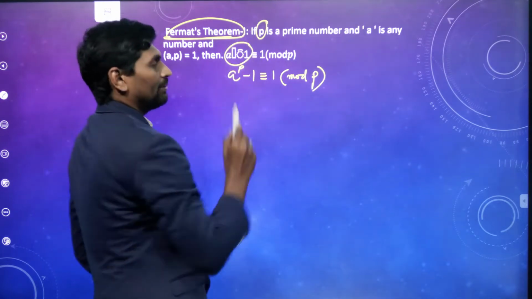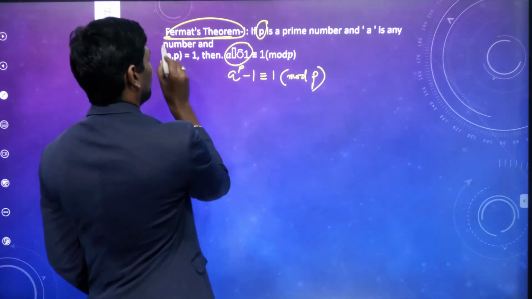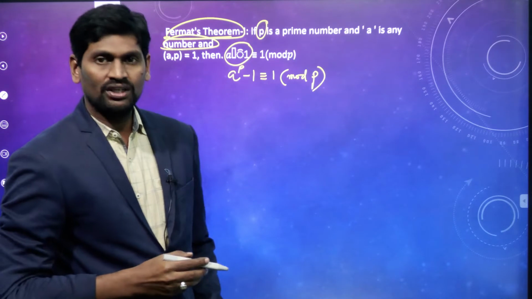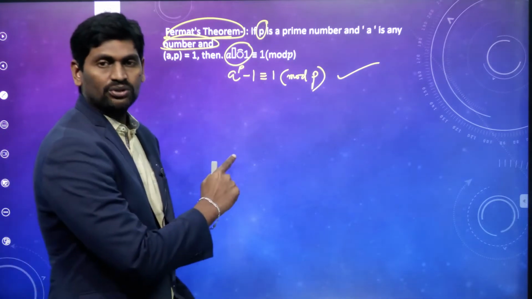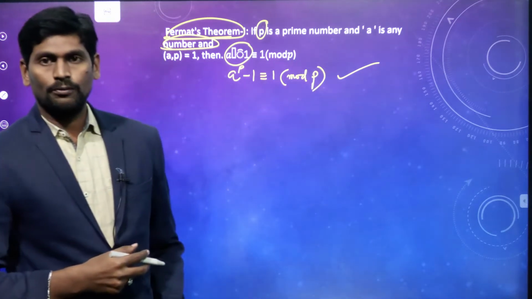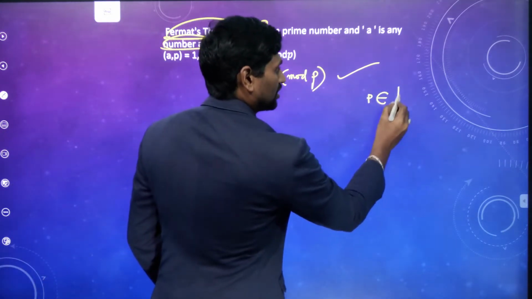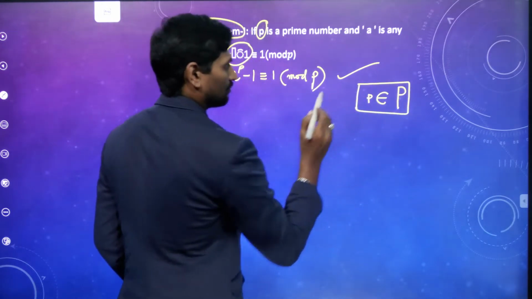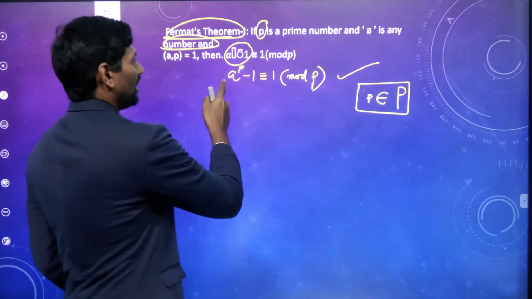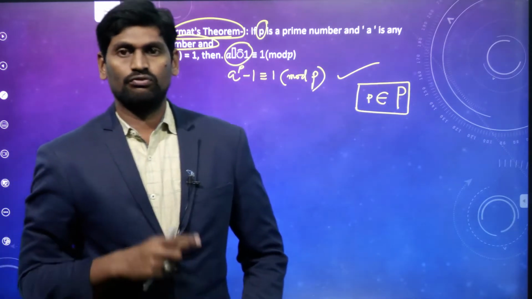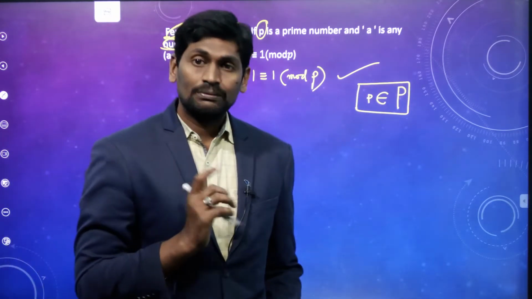If P is a prime number and A is any number, then we should write A power P minus 1 is congruent to 1 modulo P. Here P is from the set of prime numbers, and you have to identify that A and P have a common factor 1. That means A and P must be co-primes or relatively prime numbers.